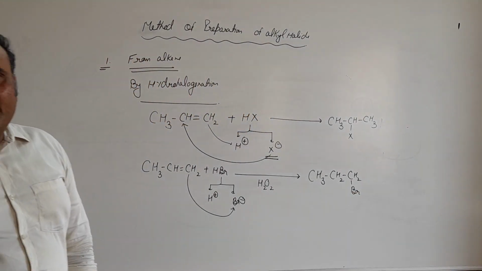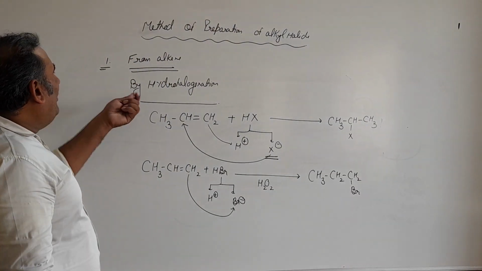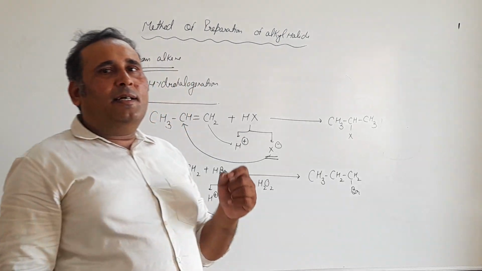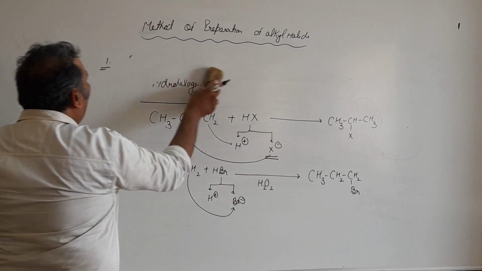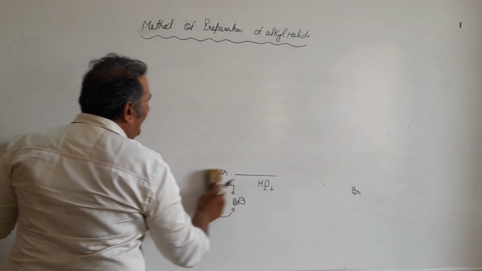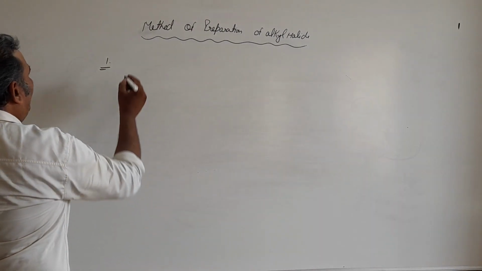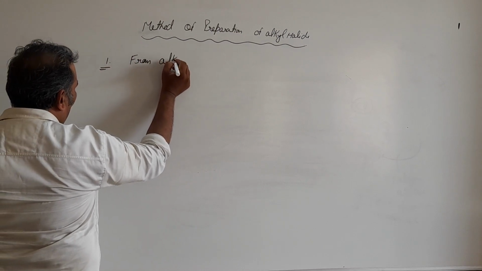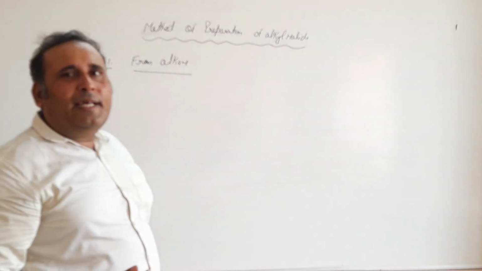Free radical addition mechanism will occur here. So by hydrohalogenation of alkene, our first method of preparation, we can get alkyl halide. Now what is the second method of preparation? Second method of preparation, we can also get alkyl halide from alkane.